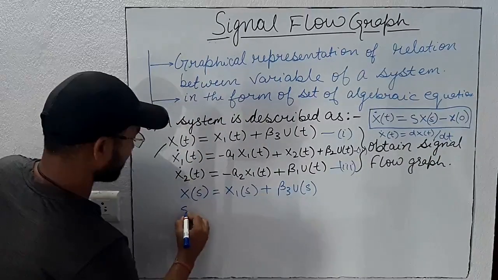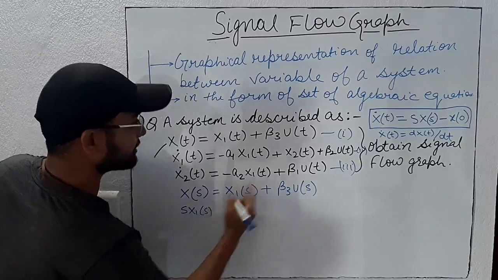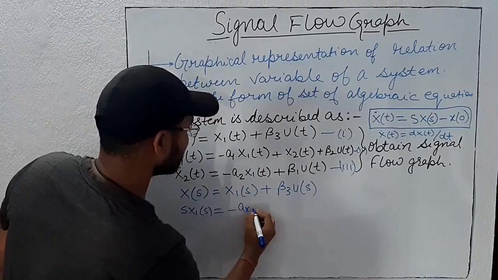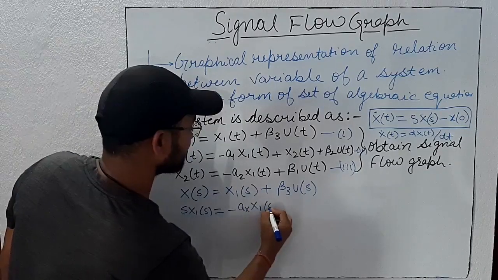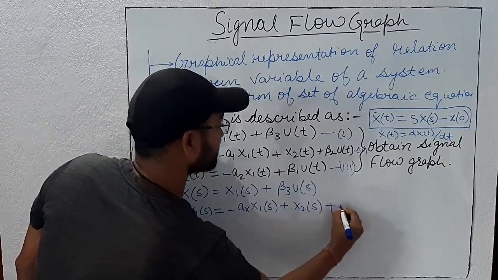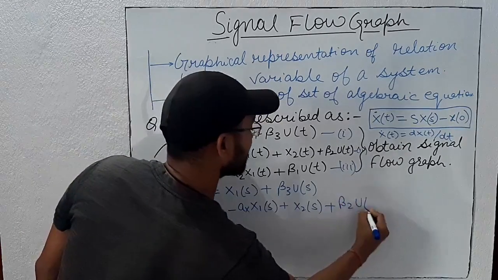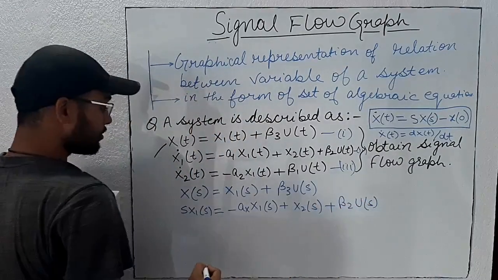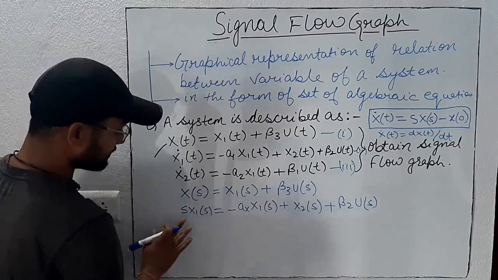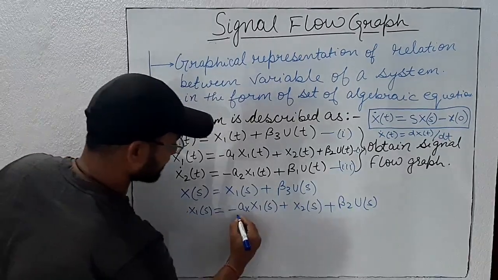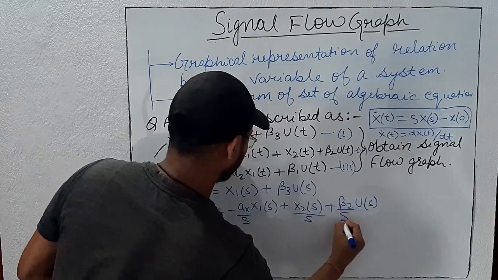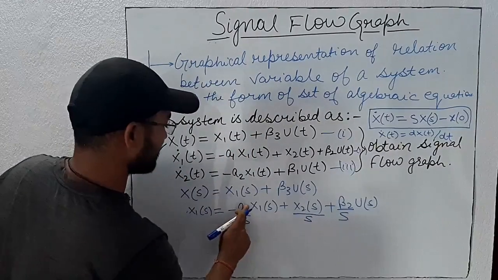So as x1s, we will ignore x0, that is equal to minus a1 x1s plus x2s plus b2us. Now this s we will bring to the right hand side, so it will come in the denominator. Sorry, here it is a1.